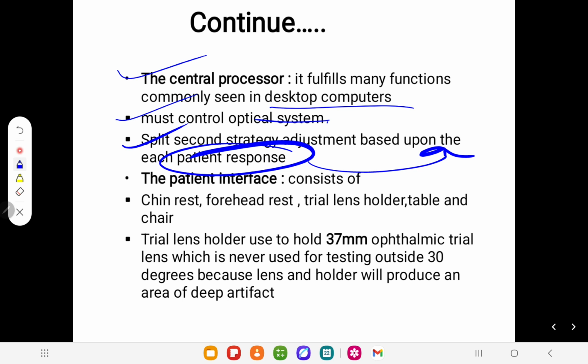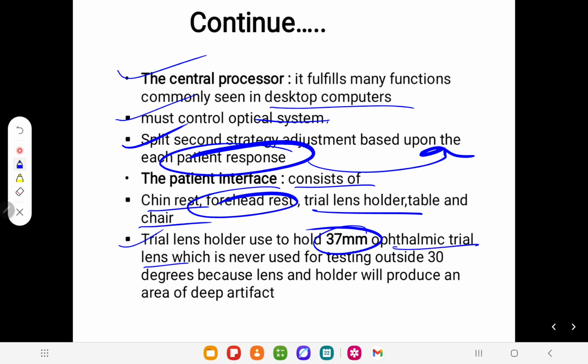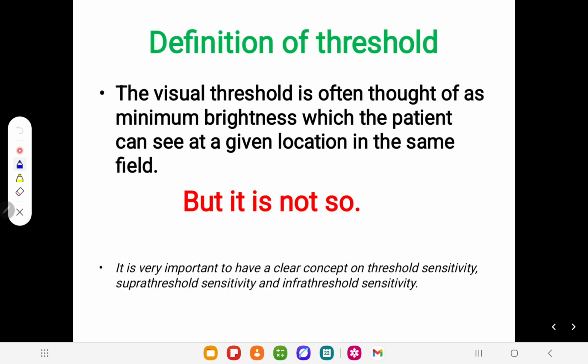The patient interface consists of chin rest, forehead rest, trial lens holder, table and chair. That is all. The trial lens holder is used to hold the 33 mm ophthalmic trial lens, which is a large trial lens, and it is never used for testing outside of 30 degrees, because outside of 30 degrees it will create an artifact known as the lens rim artifact. So within 30 degrees we use that.